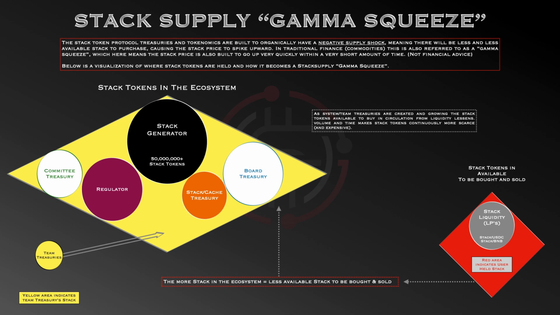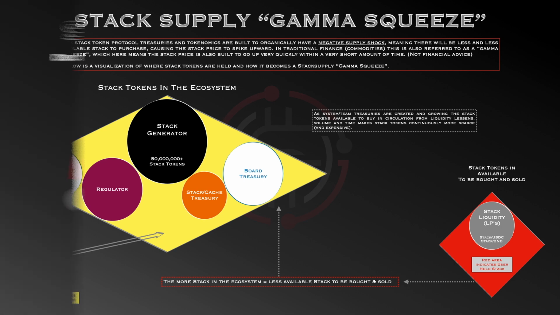What's special about the gamma squeeze in regards to the treasuries? Different stack treasuries are built to organically create value amongst the stack token, essentially making it more expensive and more rare to have stack tokens. Or in other words, there'll be less stack available to be bought and sold.